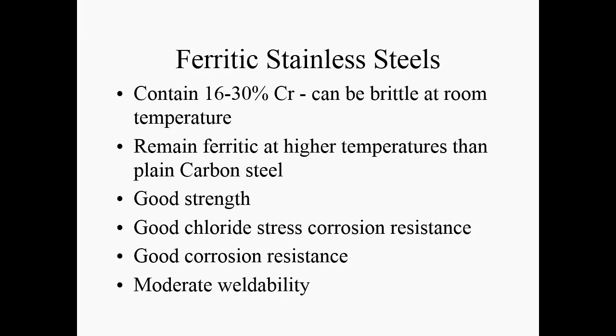If we add a bit more chromium to the steel, we get a ferritic stainless steel. So these have got 16 to 30% chromium. Now chromium's more expensive than iron, so the more alloying elements you add, the more expensive the steel's going to be. And this is quite an expensive steel because of the amount of chromium. Chromium, as I said before, stabilises ferrite at low temperatures. And the advantage with this amount of chromium is you don't get transformation to austenite on heating. You keep that ferrite structure up until it melts.